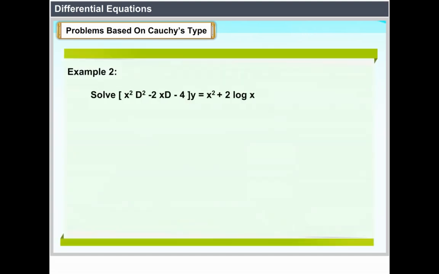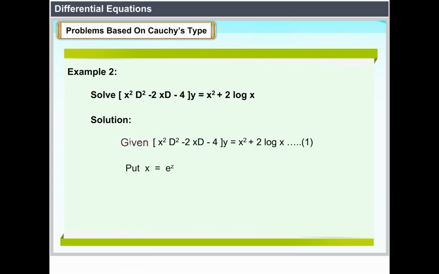Example 2. Solve (x square D square minus 2xD minus 4) y equal to x square plus 2 log x. Solution. Given (x square D square minus 2xD minus 4) y equal to x square plus 2 log x, called equation number 1. Put x equal to e power z. If you take log on both sides, we will get log x equal to z. Then xD equal to D dash, x square D square equal to D dash into D dash minus 1.